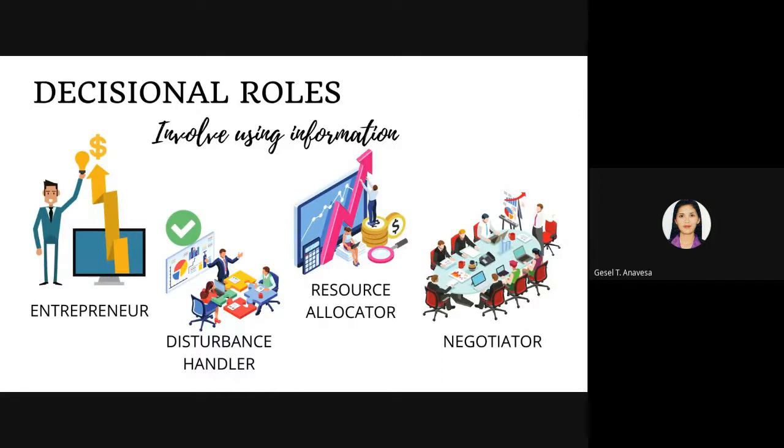And lastly is negotiator. So the fourth and final decisional role is that of a negotiator. Due to the authority to commit organizational resources as well as their access to information, managers are uniquely positioned to negotiate on behalf of the organization. Okay? So the manager regularly negotiates with suppliers, employees, grievances, and employee labor contracts. Okay? So, for example, there is a proposal. Okay, so it would be the manager who negotiates with the prospective investor.